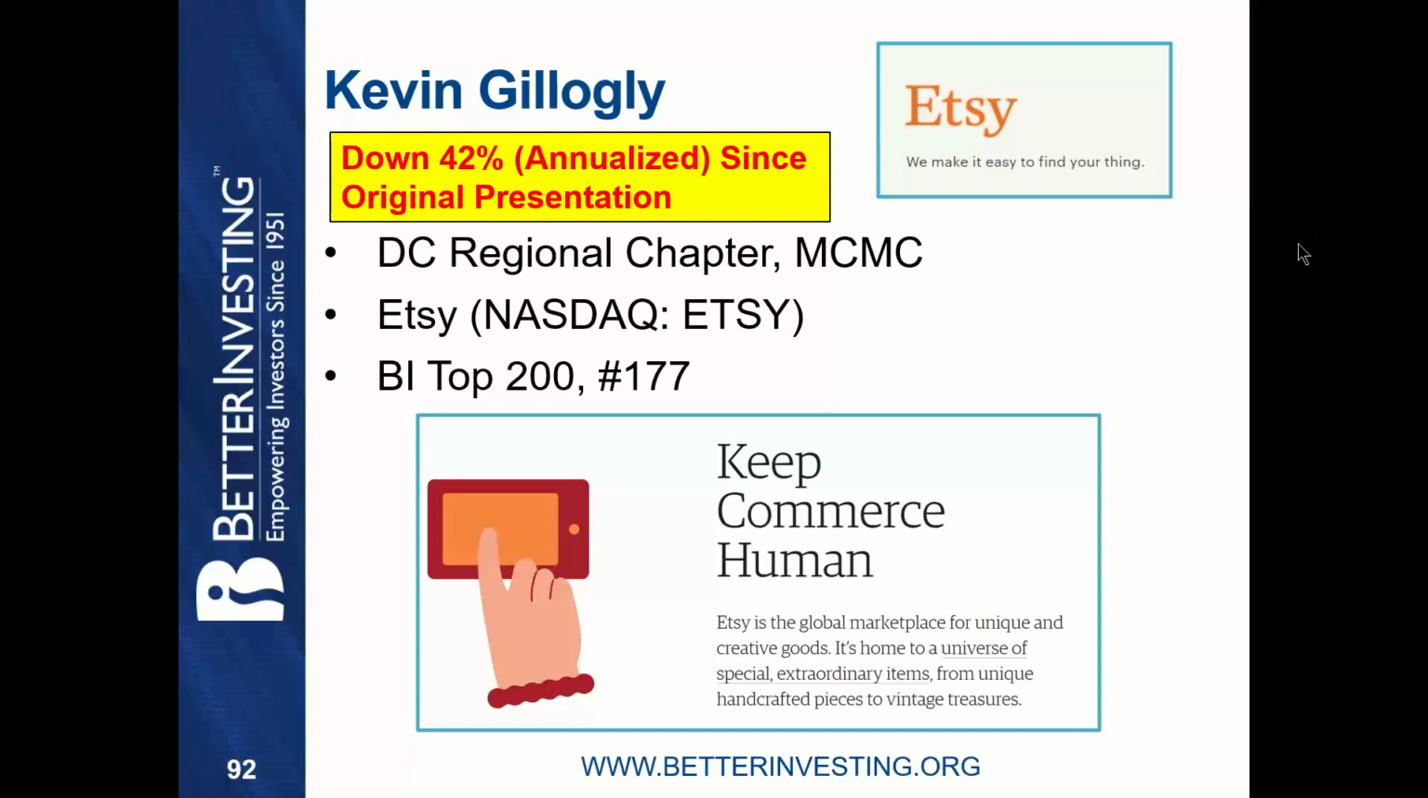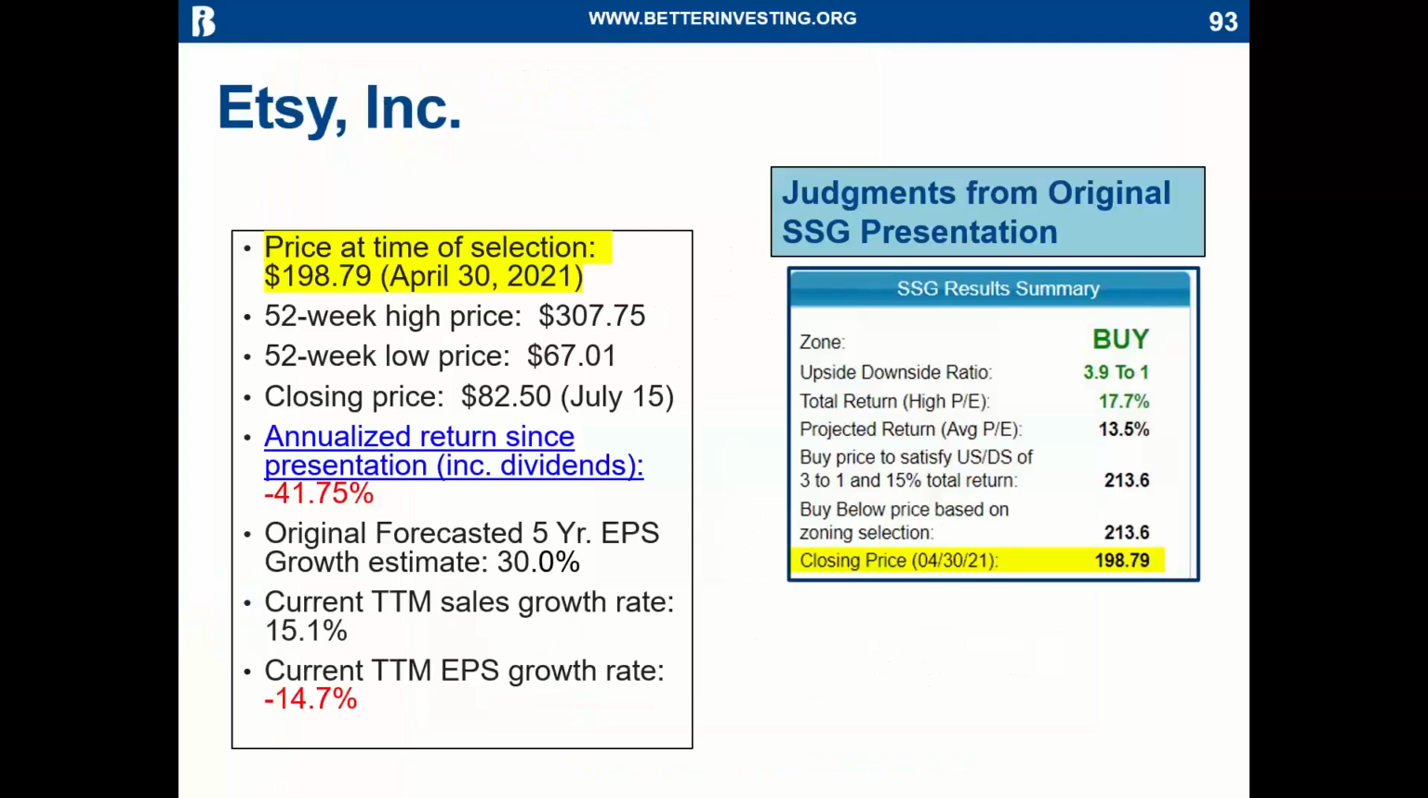Thank you, Cheryl. Okay, we got two more, and hopefully we'll get through these pretty quickly. I've got the two biggest dogs that we've looked at over this time. Etsy, when it was presented, it's been down 42% annually since we first looked at it. I think it was in the spring of last year. Yeah, it was the May issue.